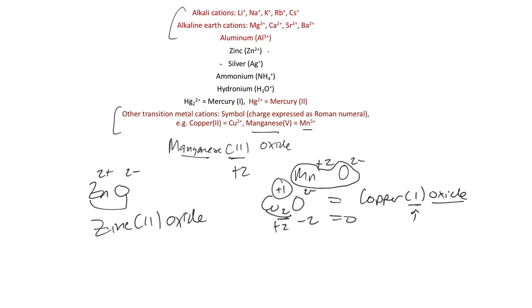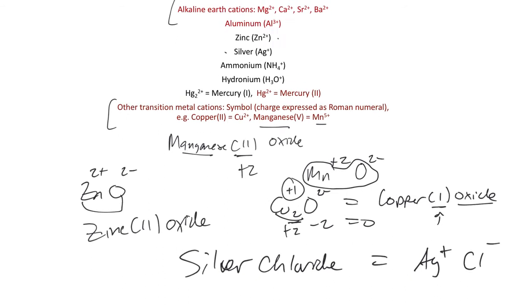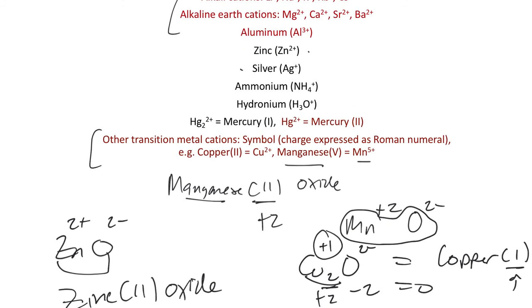So one last example to use silver. If I had silver chloride, the idea is that we just have to know, if this is on a test, that silver is Ag plus and chloride's common ion is minus, so that would just be AgCl. Now, there's one other peculiar feature with mercury, but let's get to that in 1 second.